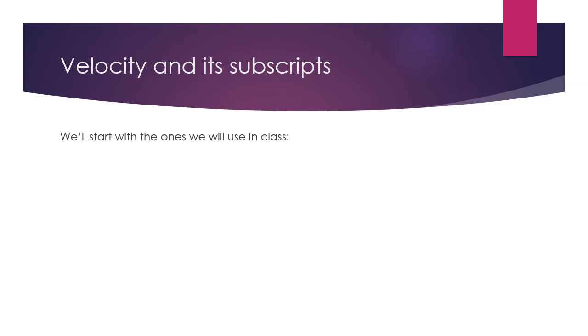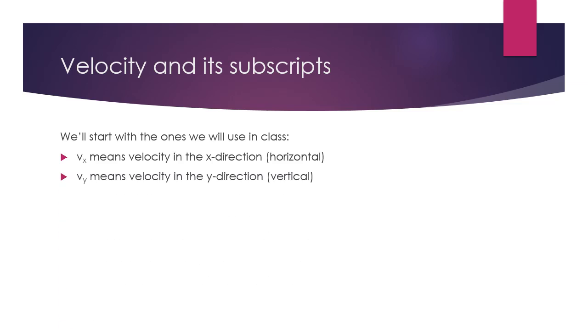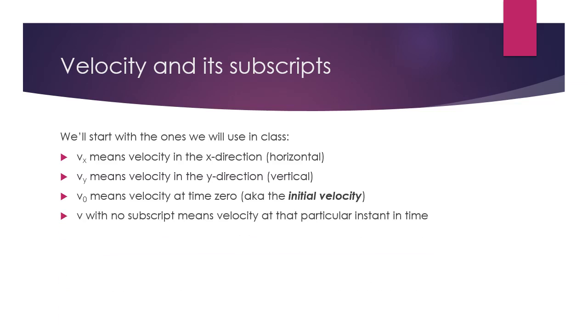So let's look at some of the subscripts that we're going to use in class. V sub x means velocity in the x direction. And if you remember your Cartesian coordinates, the x direction is horizontal. V sub y means velocity in the y direction. That is vertical. V sub 0 is actually pronounced v naught, and it means velocity at time 0, also known as the initial velocity. So whenever you see v naught, that's v with a 0, that means initial velocity. V with no subscript at all simply means velocity at that particular instant in time.